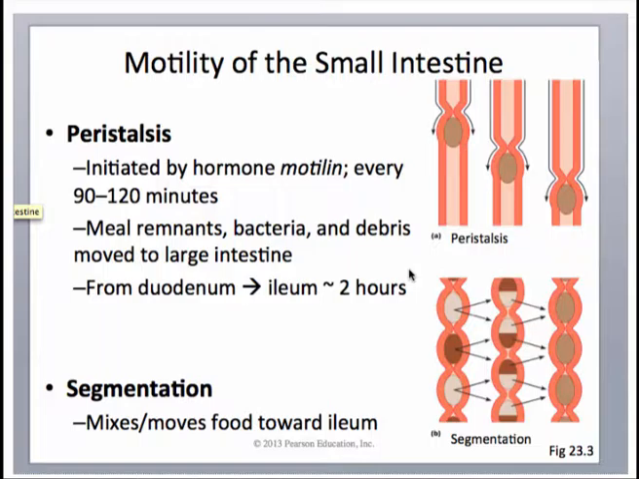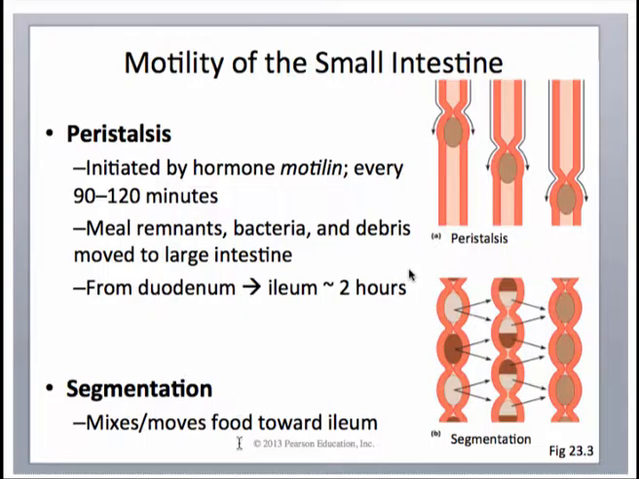Within the small intestine, there are two types of motion, and so peristalsis, which I think we talked about in the esophagus, is initiated by a hormone called motilin, and this occurs about every hour and a half to 2 hours. And this is going to help to move remnants of the meal and bacteria and debris into the large intestine. And it takes about 2 hours to move from the duodenum into the ileum.